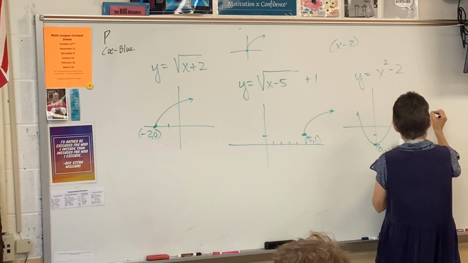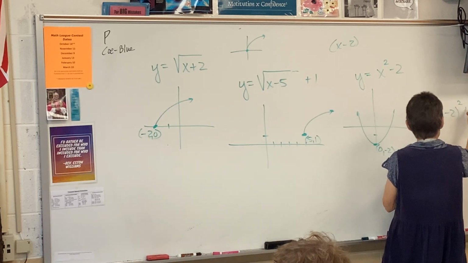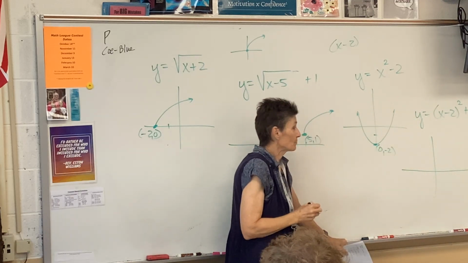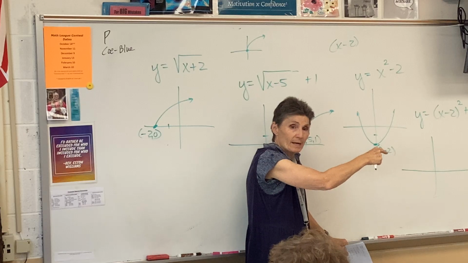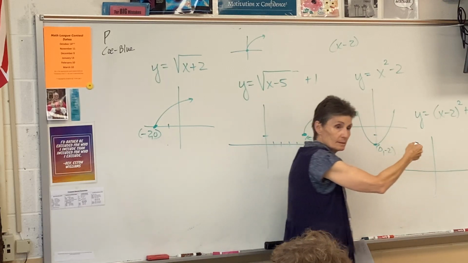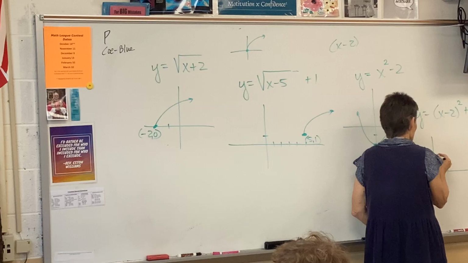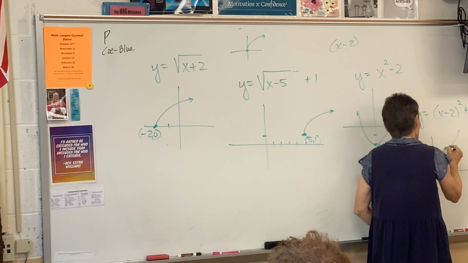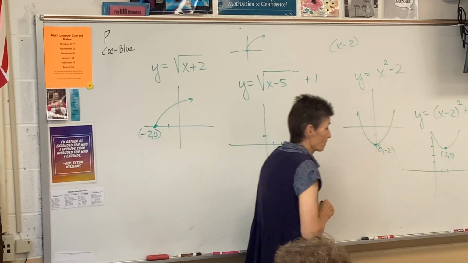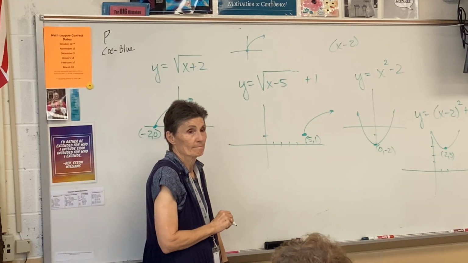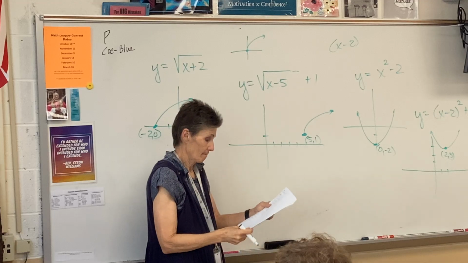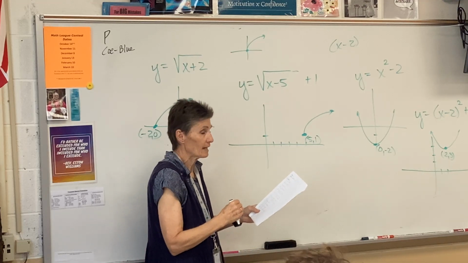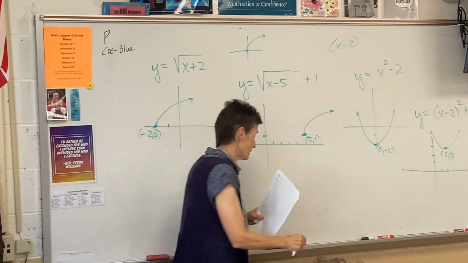Alright, another big one. X minus 2 squared plus 3. Tell me about this parabola. Right 2 and up 3. So 1, 2, 1, 2, 3. And it's just a little parabola. Alright? H, I, J, and K.